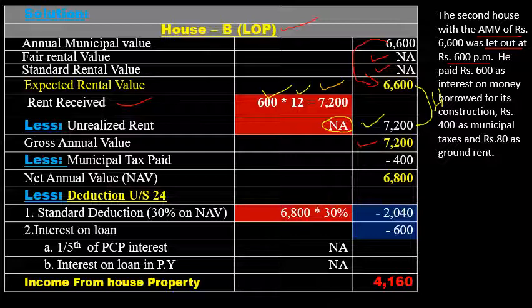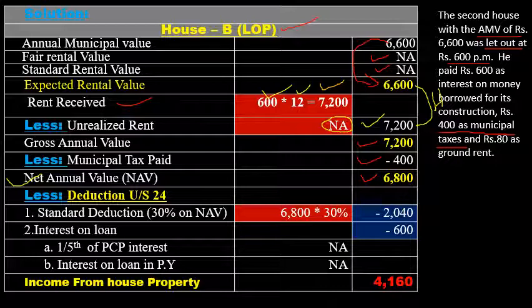Next is less municipal tax paid. It's 400 rupees. 400 as total municipal tax which was paid. If it is paid only, it is deductible. So after deducting municipal tax from gross annual value, you are going to get net annual value. It is 6,800. So net annual value is 6,800.